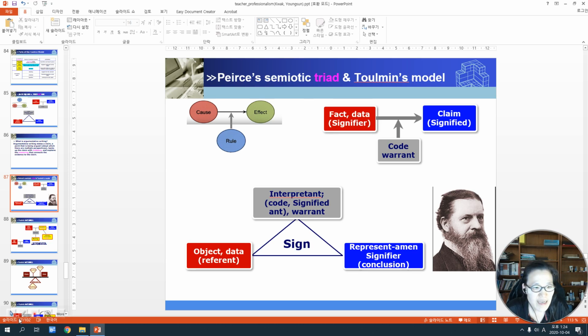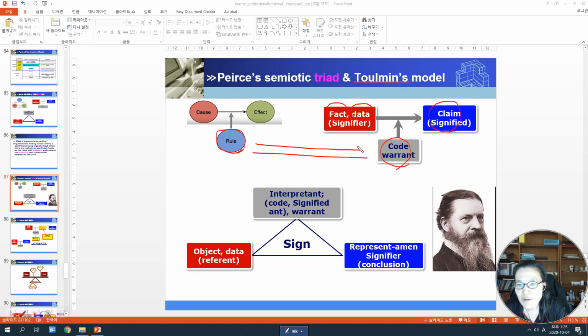When we say there is a connection between cause and effect, it's called the rule. And when you take data or some fact, you claim something. There is a warrant. It's matching. Warrant is a kind of rule. Based on the warrant or reasoning, you connect fact and claim. And also between data and signifier or representamen, there is a code, which is also called a warrant. Peirce called it the interpretant.